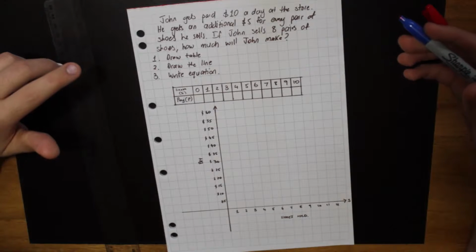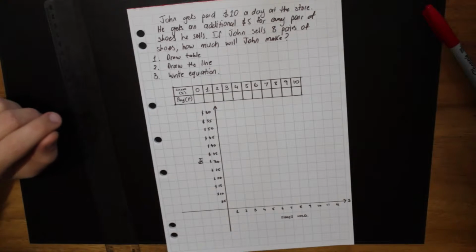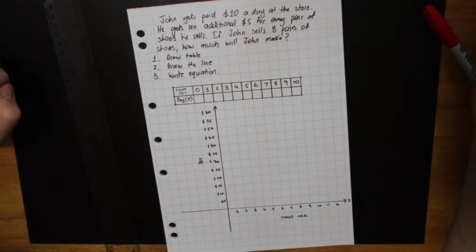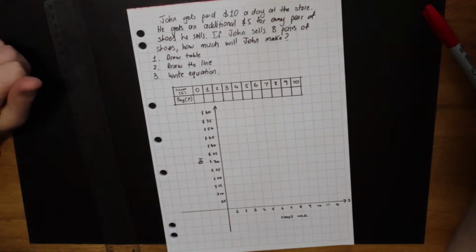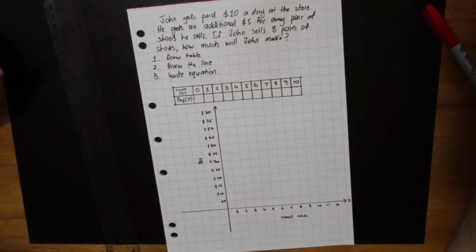Let's have a look at a worded problem using linear equations. Now I have a question here. John gets paid $10 a day at the store. He gets an additional $5 for every pair of shoes he sells. If John sells 8 pairs of shoes, how much will John make that day?